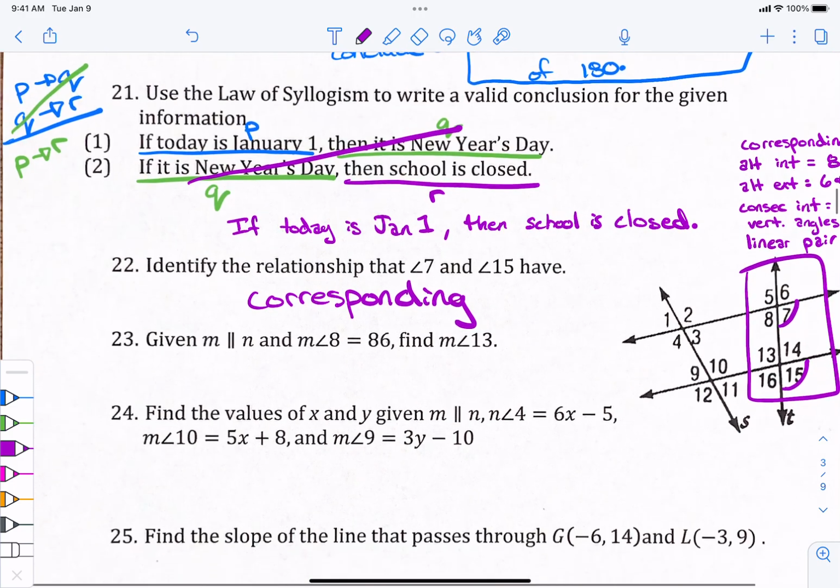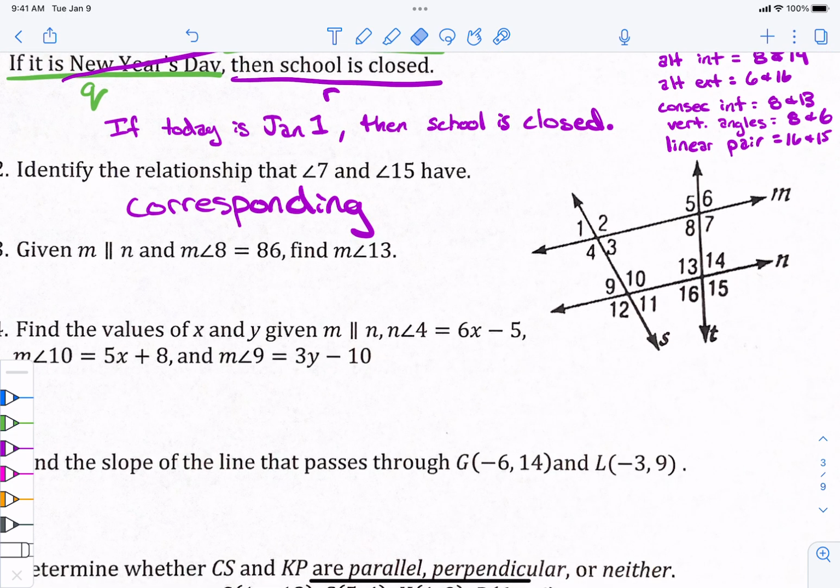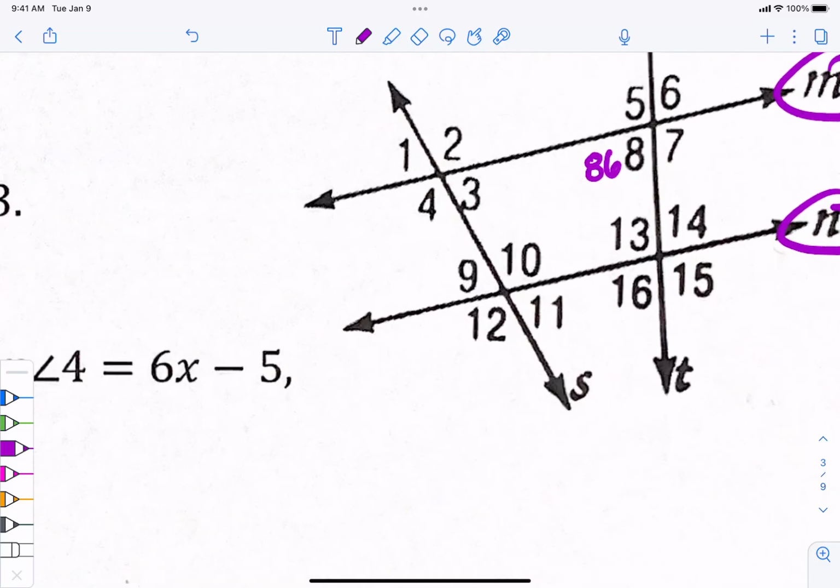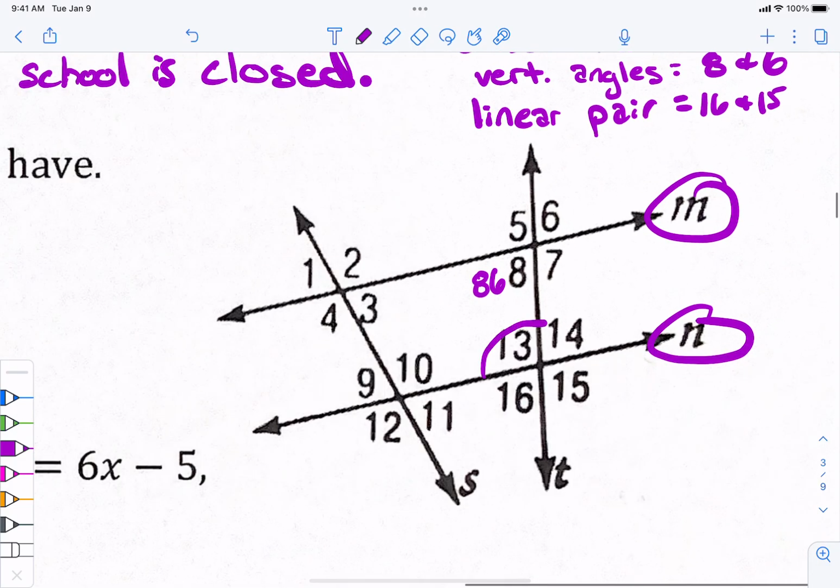Okay. Now this one refers to the same diagram, so let's go back here. I'm going to erase my stuff. If M and N are parallel, so these two are parallel to each other, and 86 is angle 8, find the measure of angle 13. This is angle 8. It will be 13.